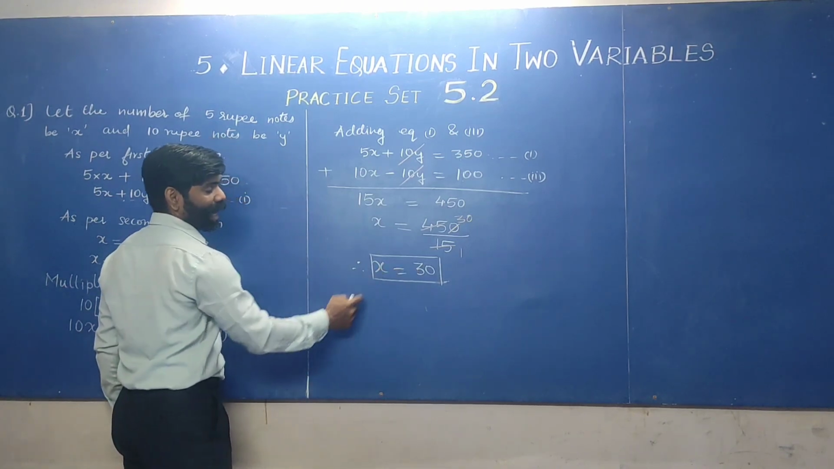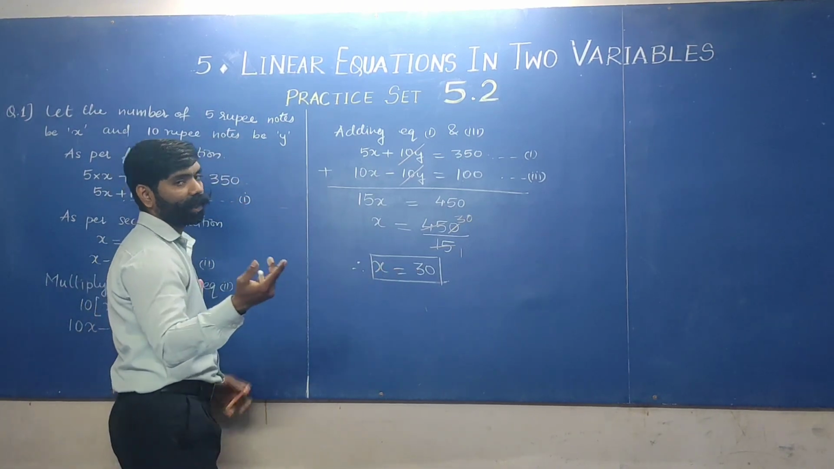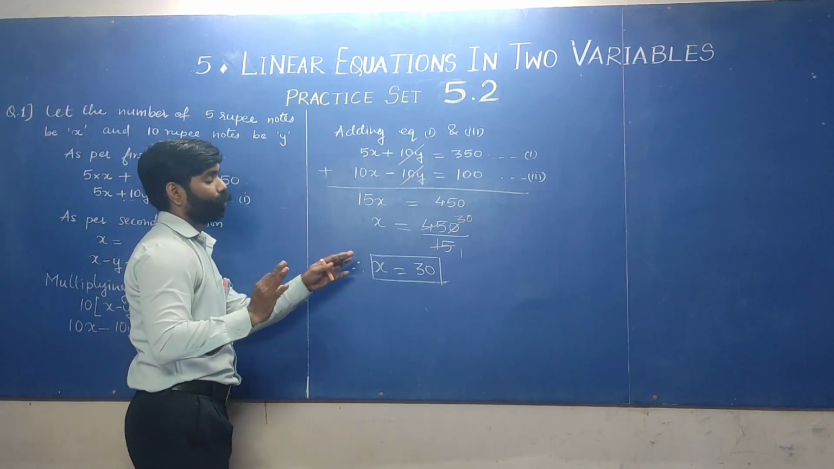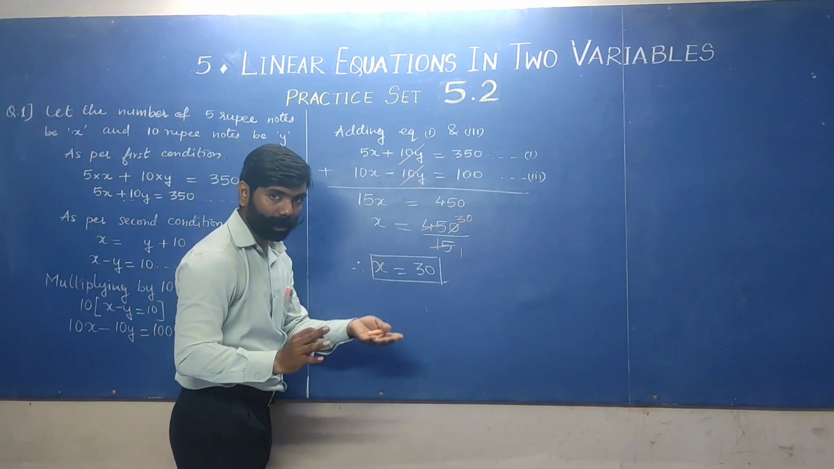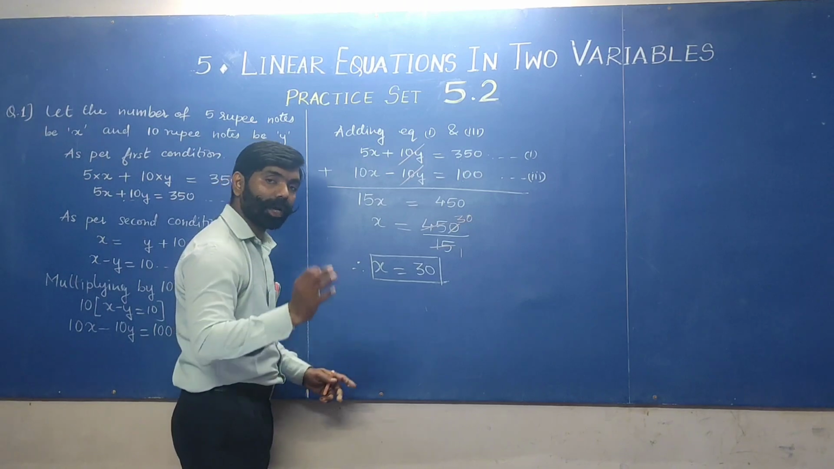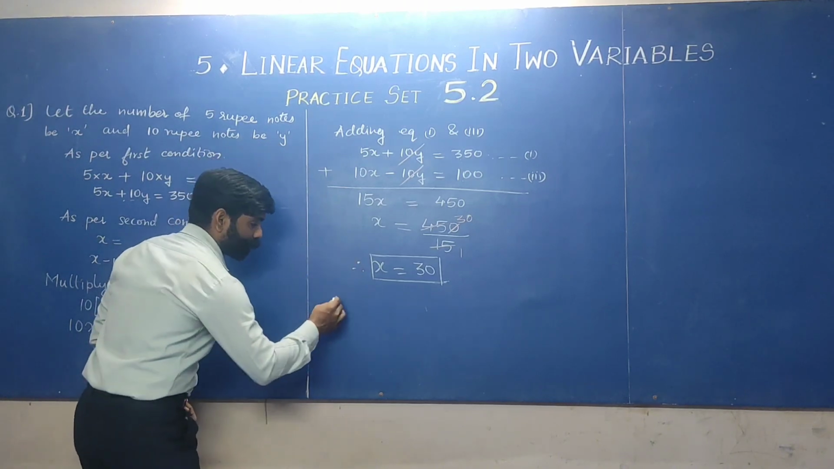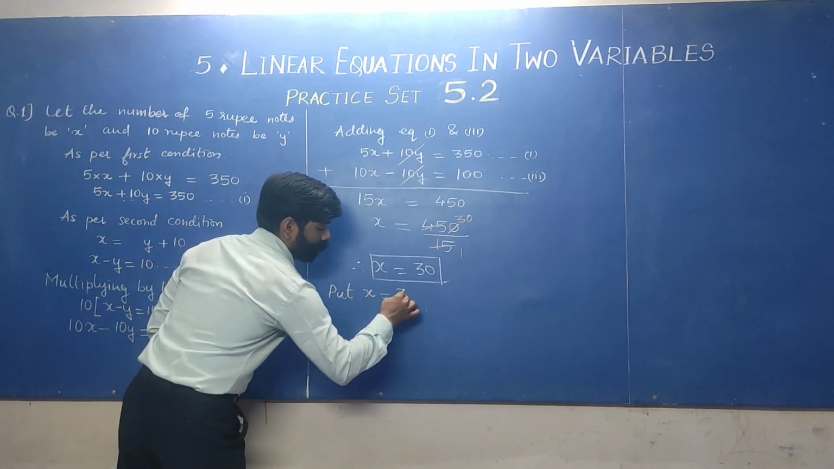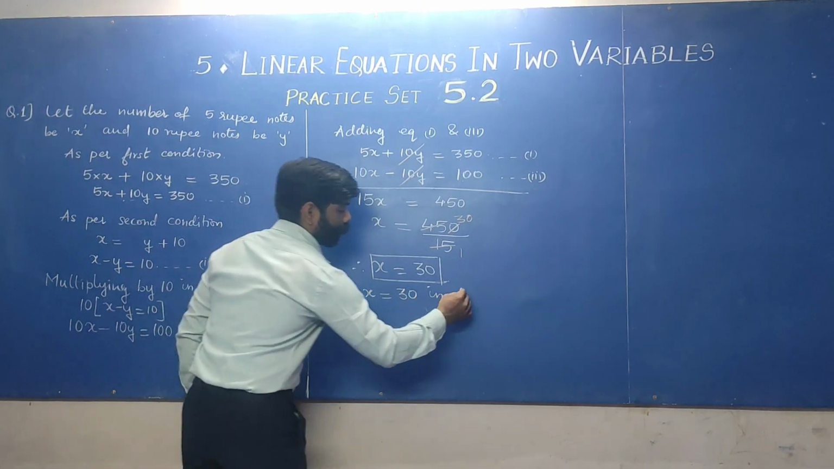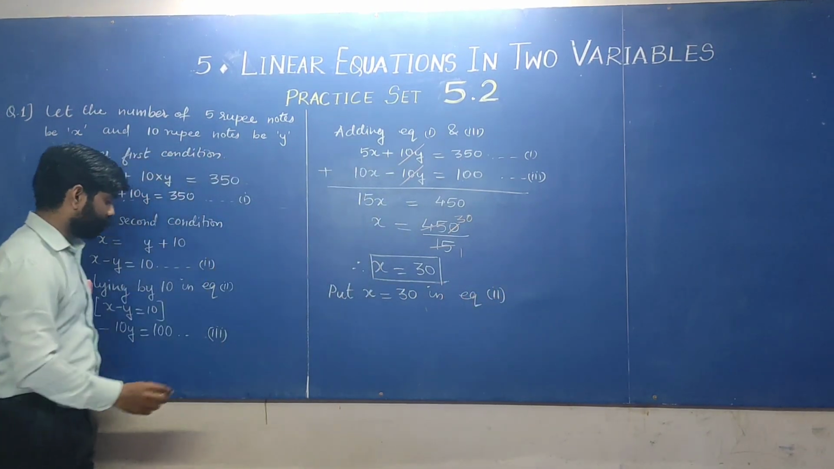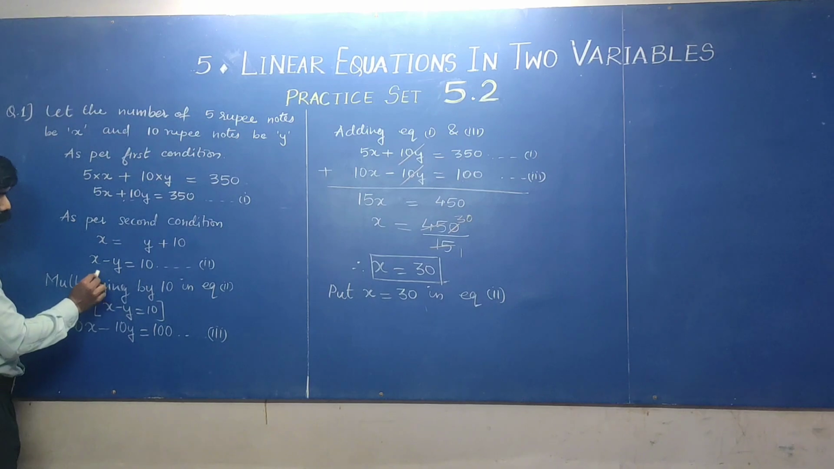Now we are going to put this x into equation number 1, 2 or 3. In any equation you can put, students. There is no doubt, if you put it in equation number 1 the answer will not be different from equation number 2. It is not like that. You can put it anywhere, it will be the same. So I put x is equals to 30 in equation 2. I am putting it in 2 because equation number 2 was so simple.